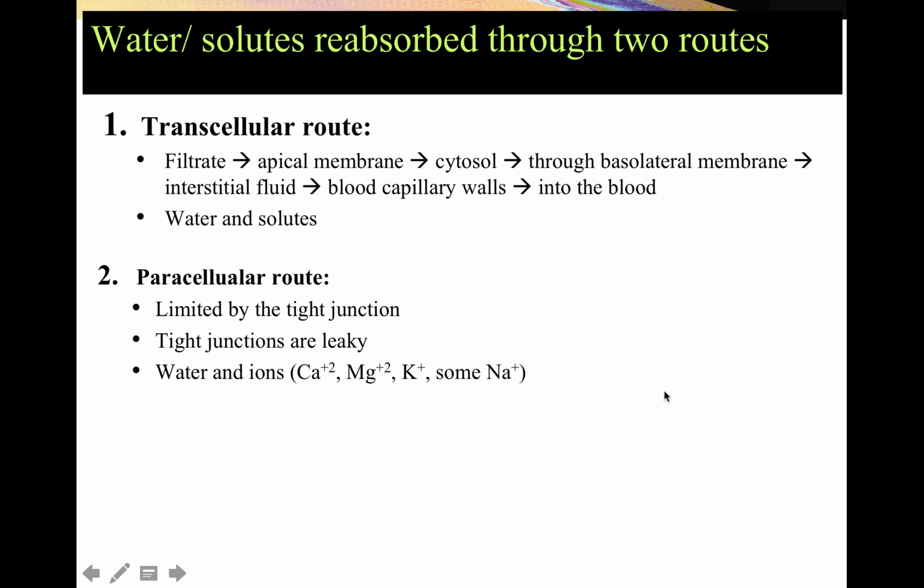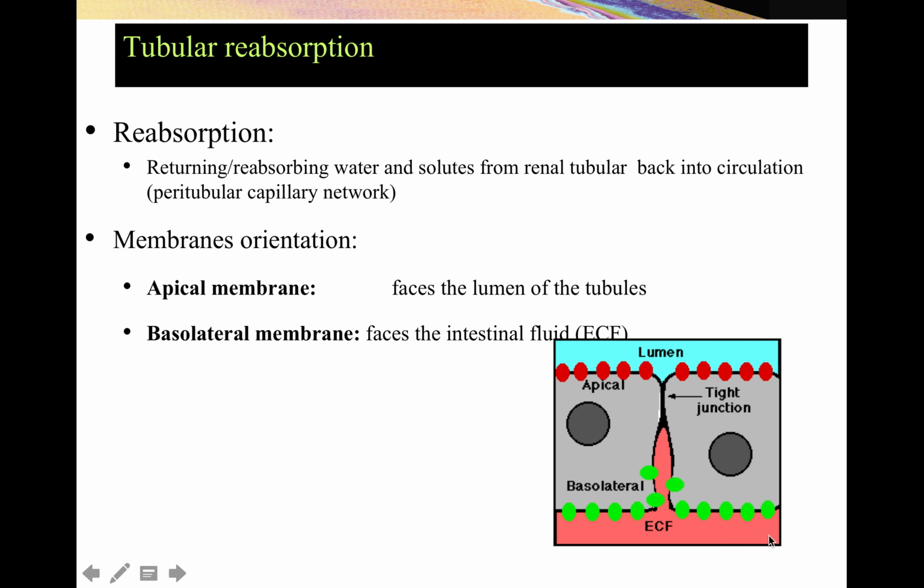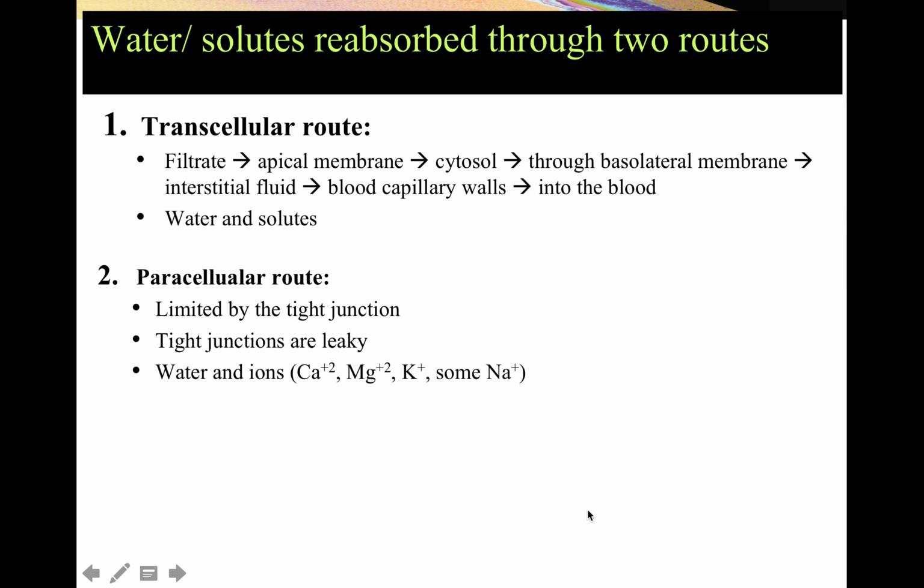So let's continue by looking at the path that the water and solutes can take to go from the lumen, which is where your filtrate is, into your bloodstream, which is ECF. So we can take two paths. One of them is the transcellular route. Transcellular implies that you're going to go through the cell. So right here, transcellular is basically you're passing through the cell.